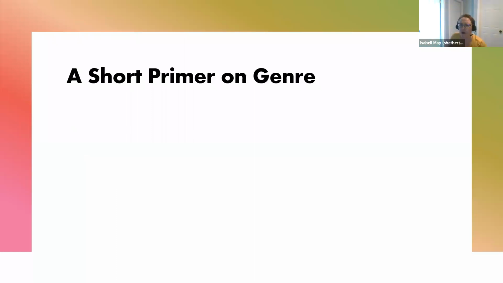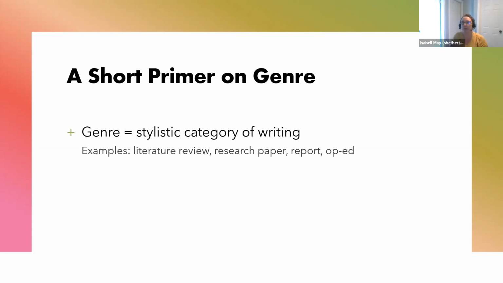So let me give you a short primer on genres, just to get us all on the same page, because it's kind of a jargony term that I think everybody knows what I mean when I say genre, but maybe not. So genre, really what I mean by genre is a stylistic category of writing. So a literature review, a research paper, a report, an op-ed, and Flav, you mentioned a journal article, a reflection paper, right? That's a genre in itself. A manuscript, if it follows the IMRAD format, introduction, methods, results, discussion, that's a particular genre. A discussion forum is a genre. And then there are, of course, genres within genres, right? But I'm not going to get too into that. But that's what I mean by genre.